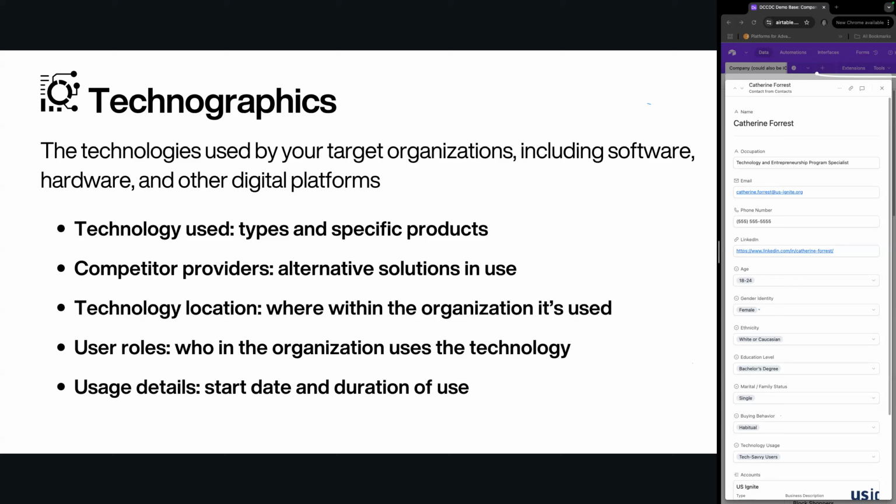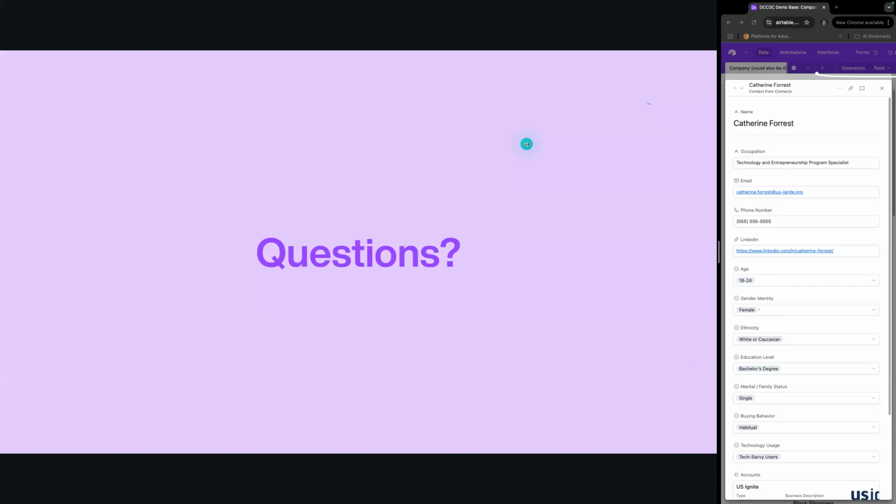So what technology is a company using? Are they using competitor providers to your solution that would be an alternative? Where's the technology located inside of that organization? So is sales using it? Is their marketing department using it? Is their customer success using it? The user role, so what role of the individual in the organization is using that technology, and their start date and duration of use.